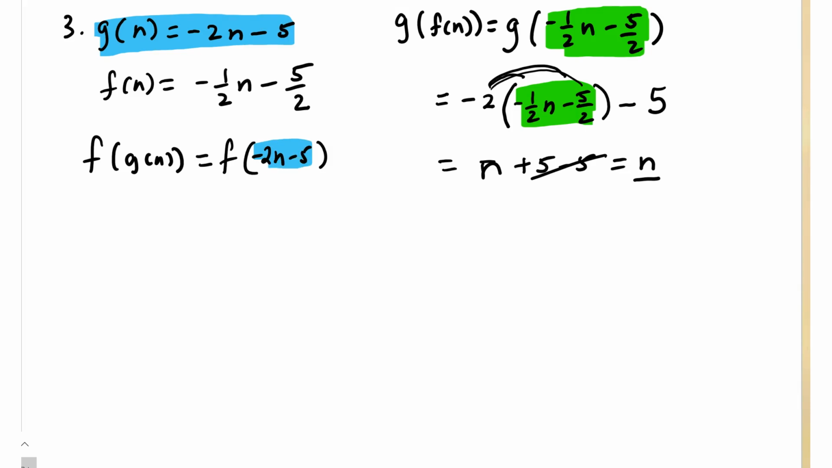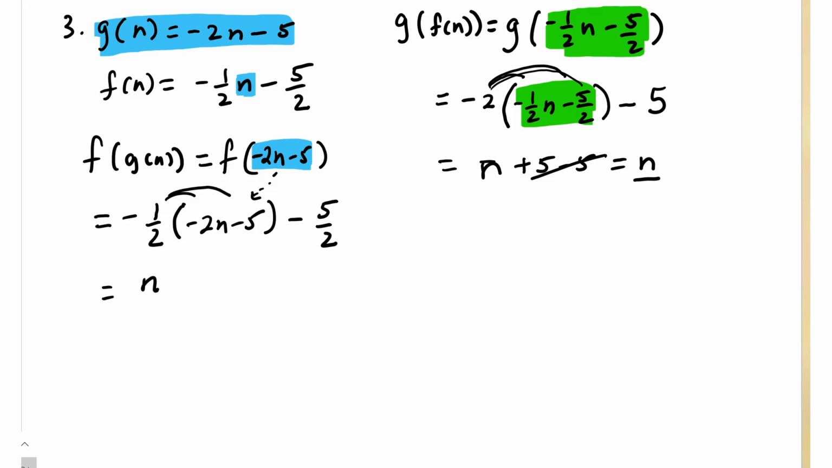Our input is negative 2n minus 5, and that's going to go into there. So I have negative 1/2. Remember, we have an input minus 5 over 2. So this is going to go right there. So you have negative 2n minus 5. Distributive property. A negative times a negative is positive, and that's going to be n. A negative times a negative is positive, and that's 5 over 2 minus 5 over 2. These cancel, so we're left with n, and that does prove that these two functions are inverses of each other.